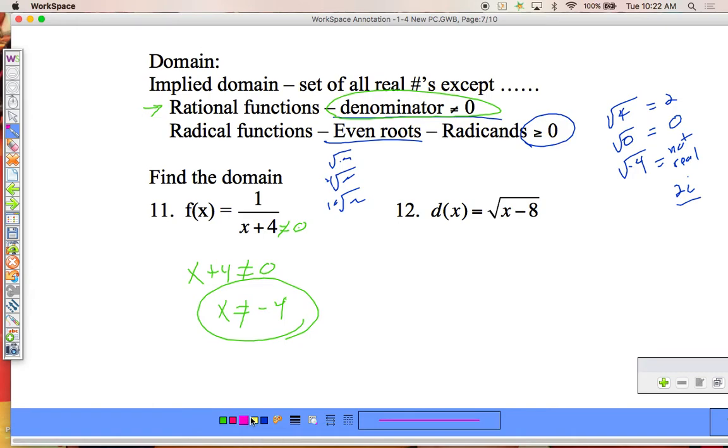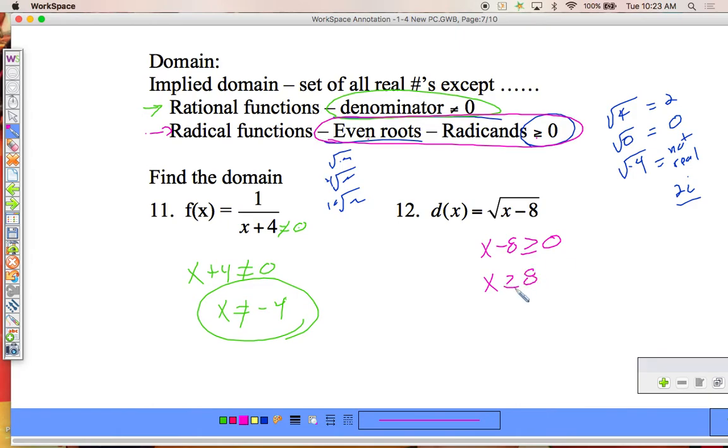All right, for number 12, I have an even root. The square root of x minus 8. So it's a radical function, so I need to look at this. Even root, yes. What I have underneath has to be greater than or equal to 0. Whatever is underneath an even root has to be greater than or equal to 0, because we need it to be a 0 or a positive value. It cannot be negative. So I'm going to say that x has to be greater than or equal to 8.